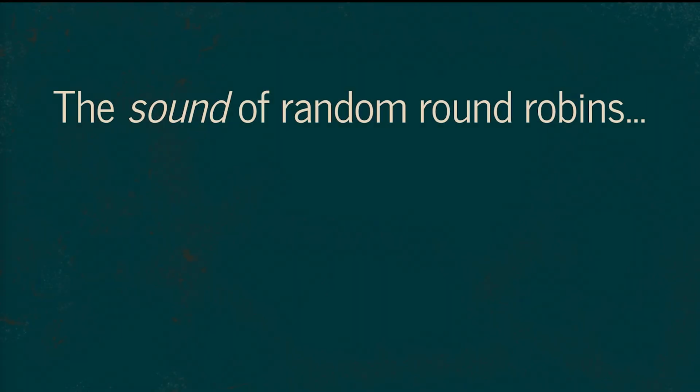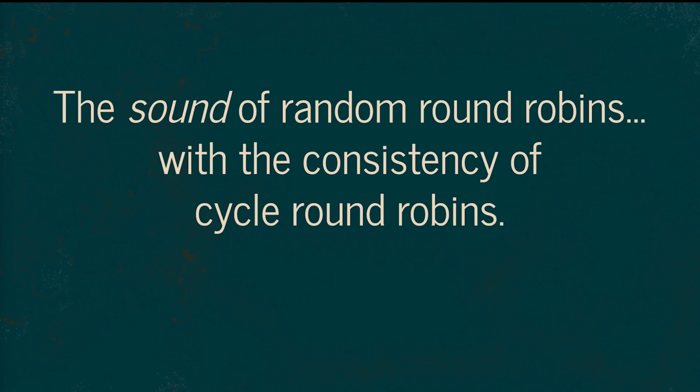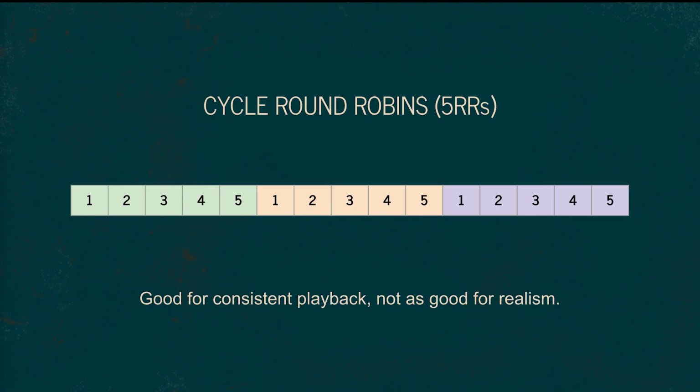So, random recall. It gives you the sound of randomized round robin samples, but with the consistency of cycle round robins. Why? Well, let's look at the way that round robins are normally done. The most standard thing is cycle round robins. Here's an example where you have 5 round robin samples available. When you play a note, it's going to play them back 1, 2, 3, 4, 5. Then when it gets to the end, it goes 1, 2, 3, 4, 5 again, 1, 2, 3, 4, 5.